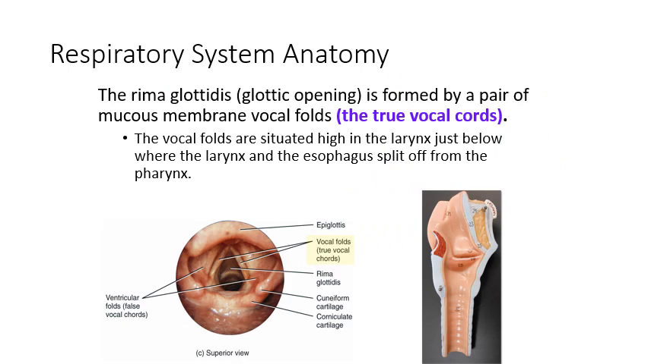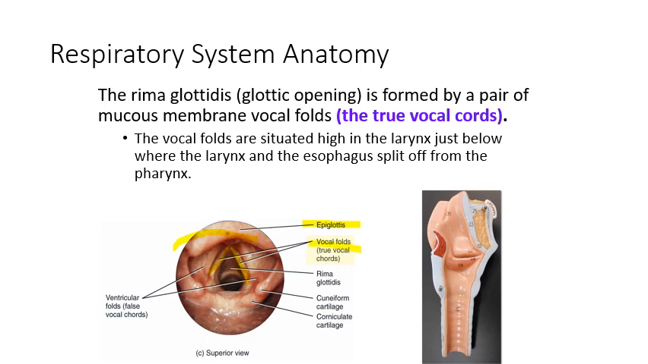Another sort of view of the larynx here. This is looking down through a larynx from the top. And we can see a couple important structures here. One, we can see the epiglottis again, that's kind of folded up at this point. And then the vocal folds are these next structures here.